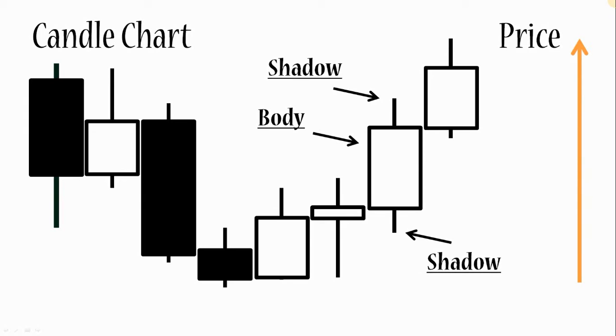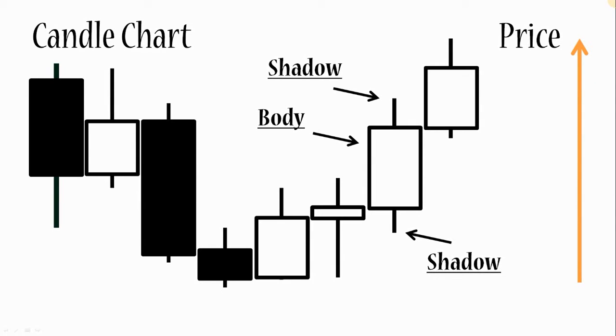The body is a bit trickier than with the bar chart. The bottom of the body can represent either the open price or the close price, and the top of the body can represent either the close price or the open price as well. So how do you understand which one is which?